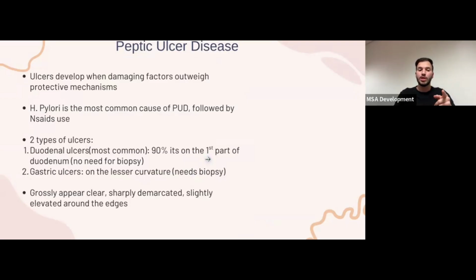However, the duodenal ulcers don't become malignant, so we don't need a biopsy for them. While the gastric ulcers, we do need a biopsy, and duodenal ulcers are the most common ulcers. Grossly, they appear clear, sharply demarcated, and elevated around the edges.